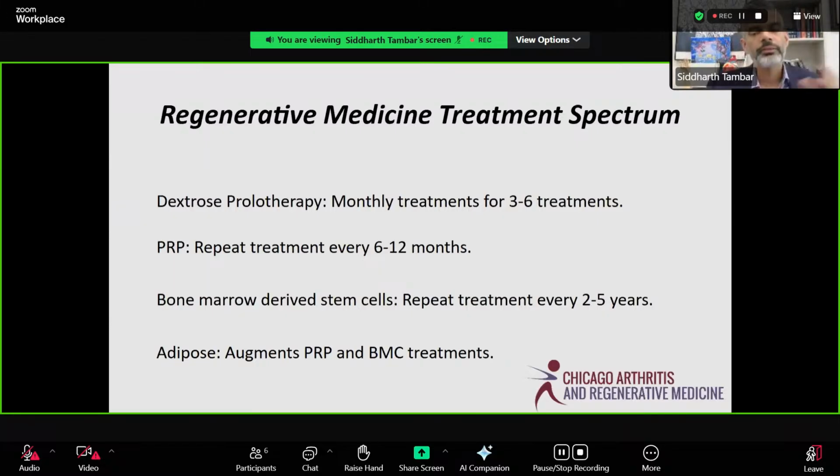There's platelet-rich plasma, where we'll end up repeating treatment every 6 to 12 months, depending on how you're doing, to get you to a higher steady state. Then there's bone marrow-derived stem cells, where one treatment will generally give people good relief for 2 to 5 years. If you have more advanced arthritis, you may need a platelet booster at some point down the line. And there's adipose, that means your fat cells. There are some very strict FDA rules to this. You can use adipose to augment your platelet and bone marrow treatments, namely as a structural support, as opposed to a standalone treatment.